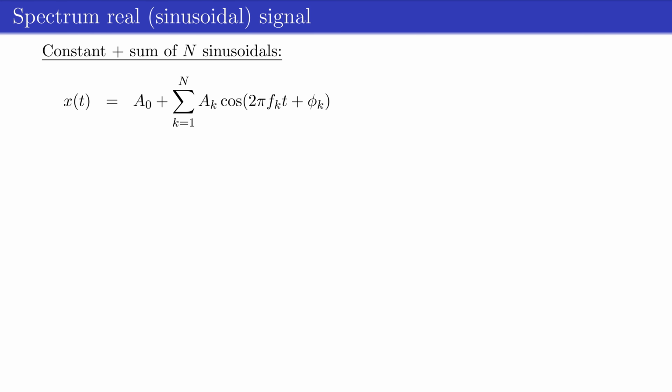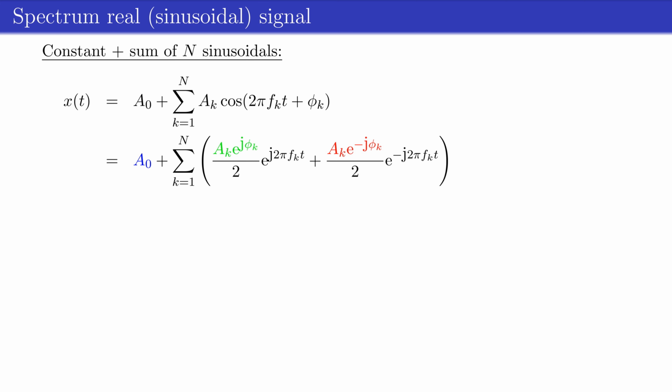The spectrum of a real sinusoidal signal x(t), which consists of DC and the sum of N sinusoidal components, has a special property which can be derived as follows. When writing such a signal x(t) as a sum of phasors, it follows that the complex numbers, which represent the amplitude and phase, of each frequency f_k and minus f_k are complex conjugated versions of each other. Thus, the spectrum of such a signal consists of one real component, DC, and two N complex components and frequencies.